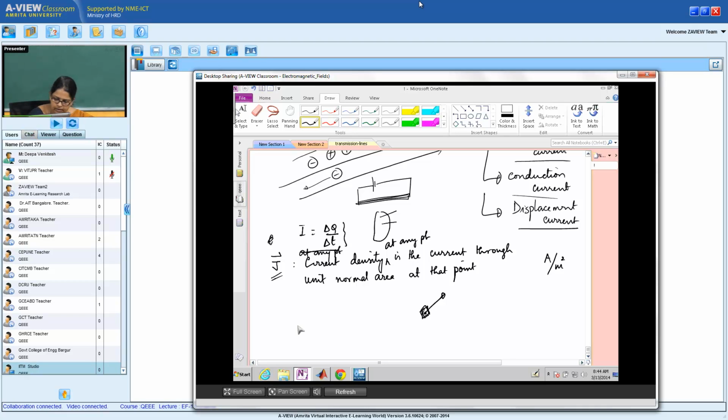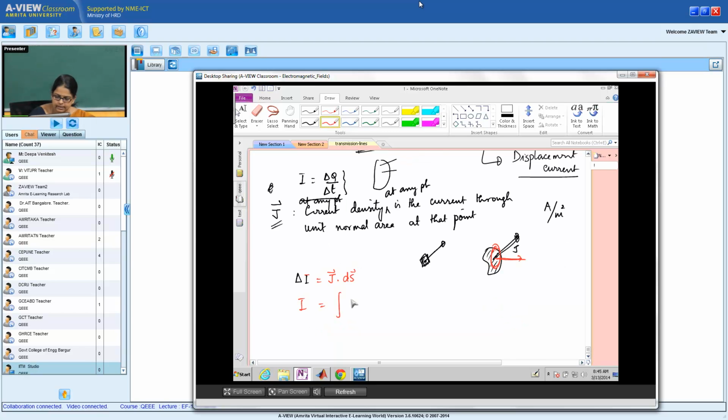Which means delta I. If I think about an area, this is my J. If I take J times area, that will give me the current. But if the current density is in this direction and I want to know the current in another direction, with an area in that direction, then I have to take the component of J along that direction. So my delta I is actually J dot ds, the current through any arbitrary area. So my I is the integral of J dot ds.